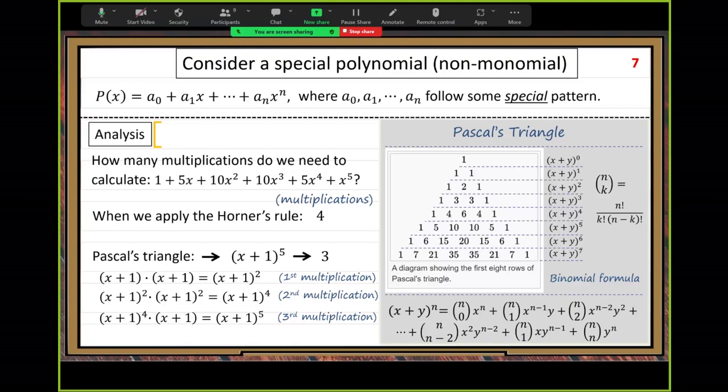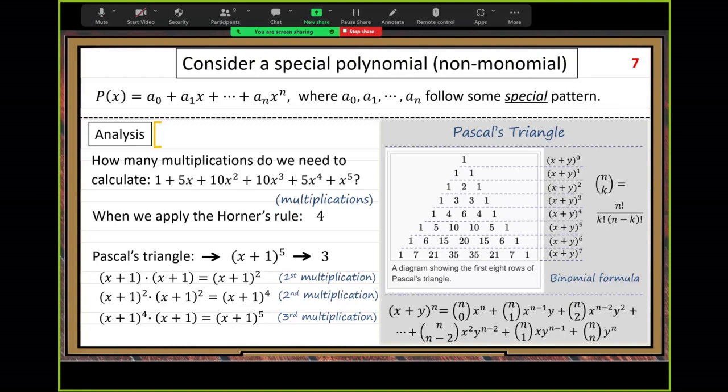This is a polynomial, not a monomial. But if we take advantage of the structure of Pascal's triangle, we can do much better, especially if the exponent is large. The larger the exponent is, the more multiplications we can save.